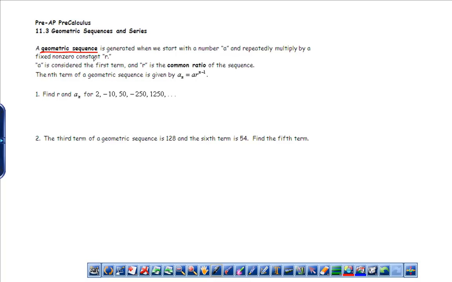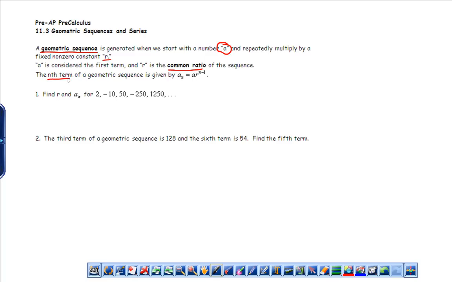This is generated when we start with the number a, and we repeatedly multiply by a fixed non-zero constant r. Why do you think that has to be non-zero? Right, because it would be really boring, because it would just be 0, 0, 0, 0. So a is considered the first term, and r is considered the common ratio. You want to know this phrase. It says the nth term.